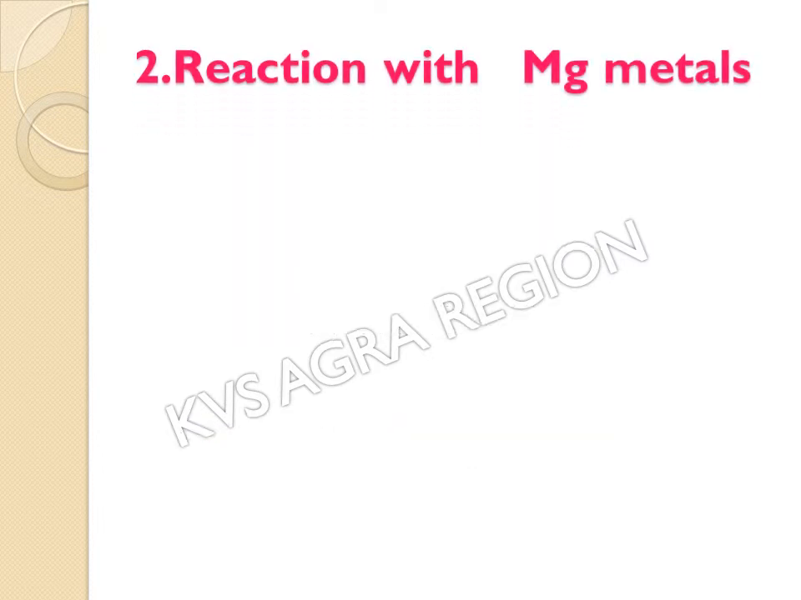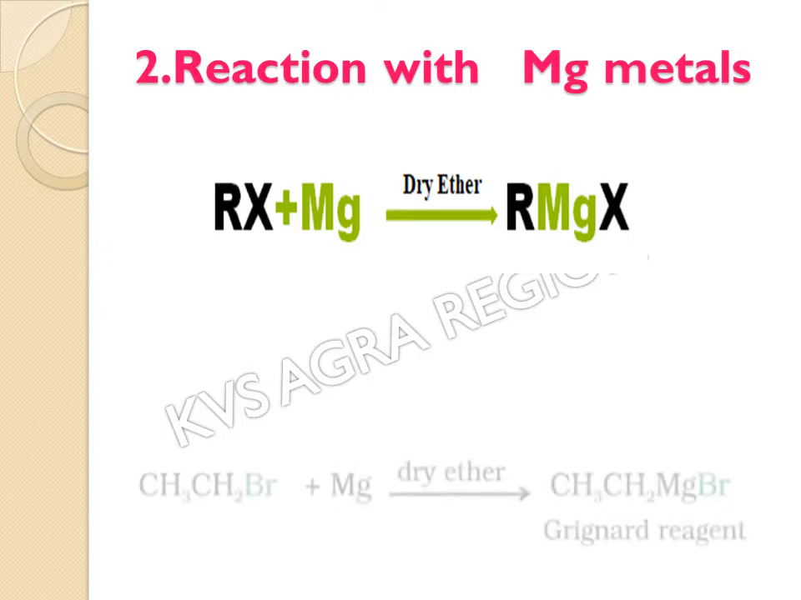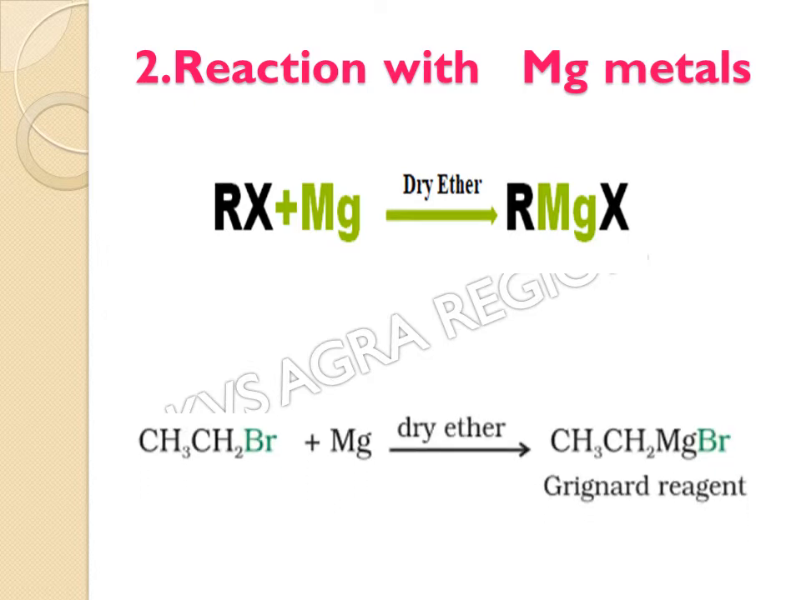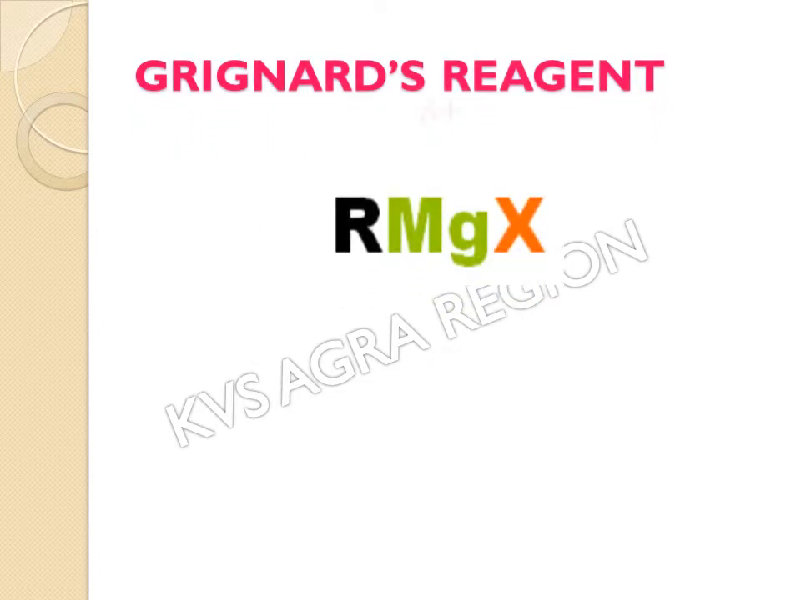Now, reaction with magnesium metal. An alkyl halide reacts with magnesium metal in dry ether to give RMgX, which is commonly known as Grignard reagent. Here is the example. Bromoethane reacts with magnesium in the presence of dry ether to give Grignard reagent RMgX.